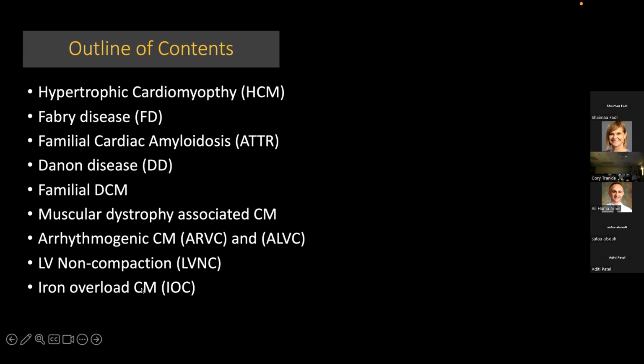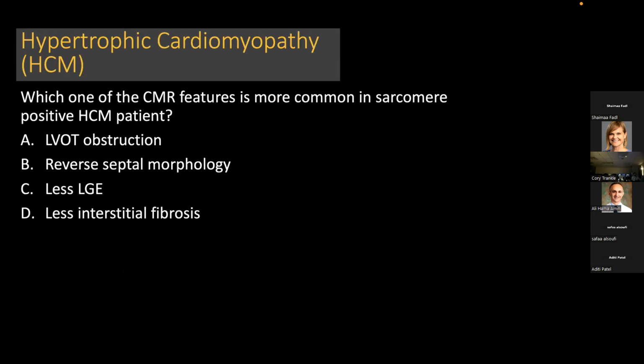I have the rest of my colleagues presenting most of each disease in a different lecture, so it's hard to cover all of them, but we will just review the most important imaging features and prognostications of the cardiac MRI. Starting with the most common, HCM, hypertrophic cardiomyopathy.